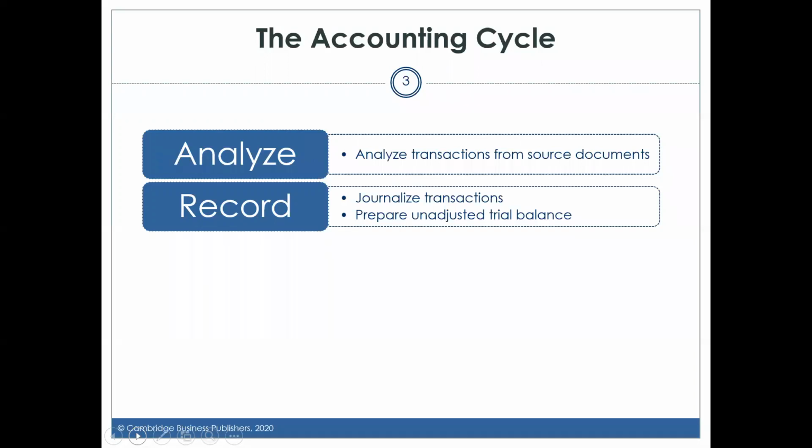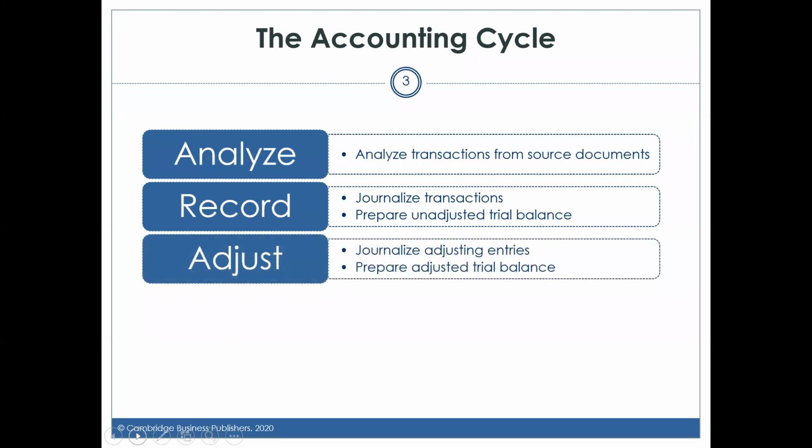On the unadjusted trial balance, you can verify that the accounting equation holds. If you add up the balances in all the asset accounts, you get a number. That number should be the same as the number that you get when you add up the balances in all the liability and the owner's equity accounts and add them together. But the trial balance is unadjusted.